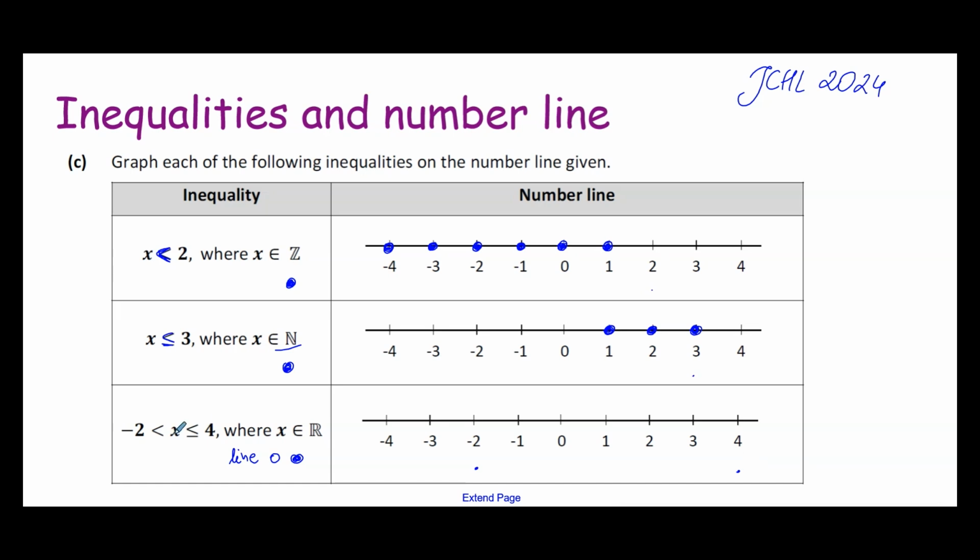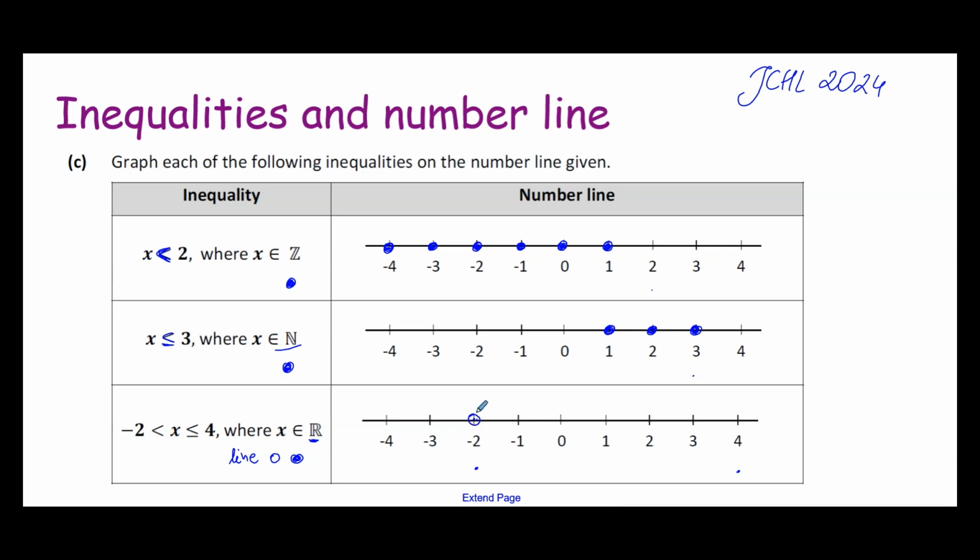So that means x is between minus 2 and 4: greater than minus 2, but less than or equal to 4. Again, R means that there is no limit. So if I am starting at minus 2, does minus 2 belong? Can x be minus 2? No. But can x be the next dot, minus 1.98? Yes, because R allows me all numbers without any limits. So how do we show that?